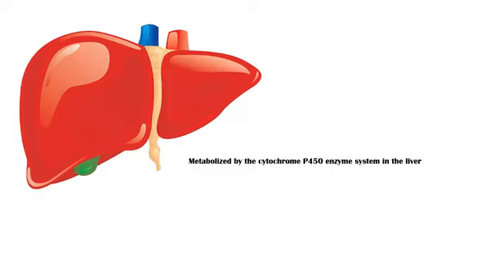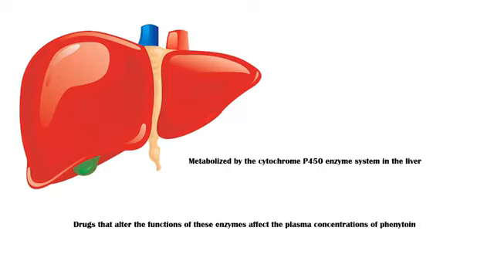Phenytoin is metabolized by the cytochrome P450 enzyme system in the liver. Drugs that alter the function of these enzymes affect the plasma concentrations of phenytoin. Medications that inhibit these enzymes will increase the plasma concentrations of phenytoin. Some of these drugs include amiodarone, cimetidine, metronidazole, chloramphenicol, sodium valproate, and sulfonamides.